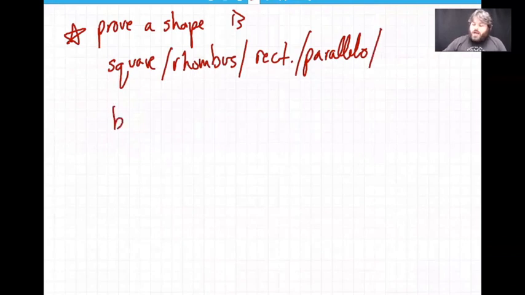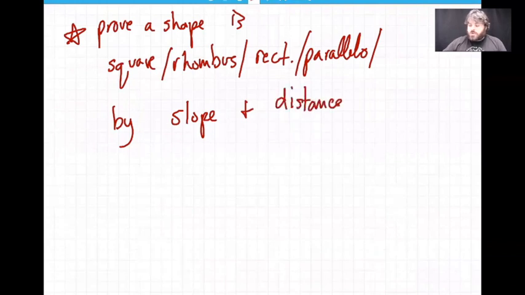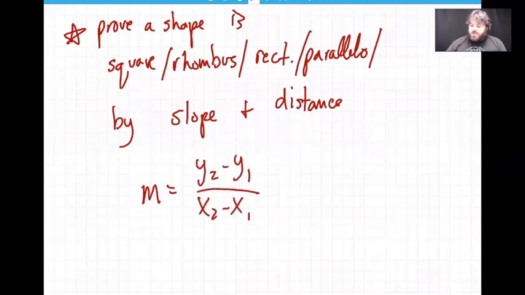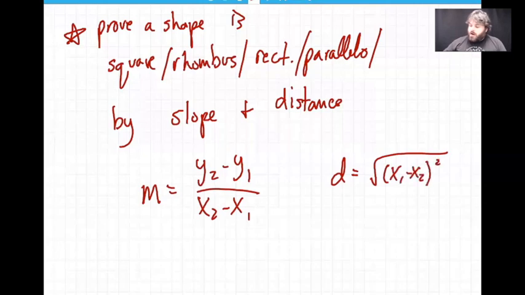Okay, the way you're going to do that is by slope and by distance. So you're going to use the slope formula, which if you remember is the difference in the two y numbers divided by the difference in the two x numbers. Okay, that's my slope formula. And then of course my distance formula is the difference in the two x numbers squared plus the difference in the two y numbers squared, and then all that added and then square rooted. It's just Pythagorean theorem in disguise.